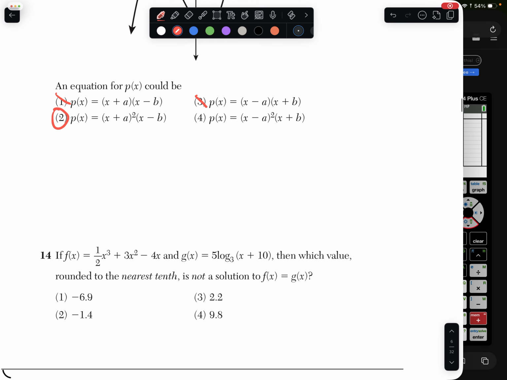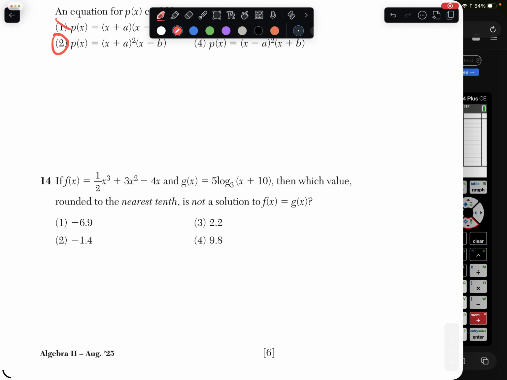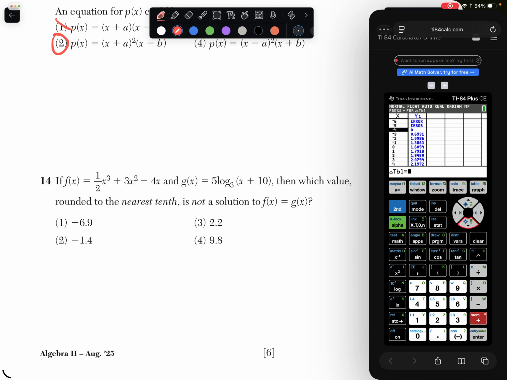I apologize. All right. We have, if f of x is equal to 1/2 x cubed plus 3x squared minus 4x, and g of x is equal to 5 log base 3 of x plus 10, then which value rounded to the nearest tenth is not a solution? All right. What I would do for this one is just graph. Okay, this is glitching out. Let me refresh.